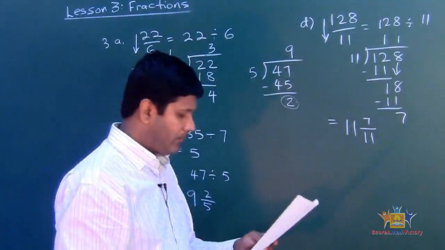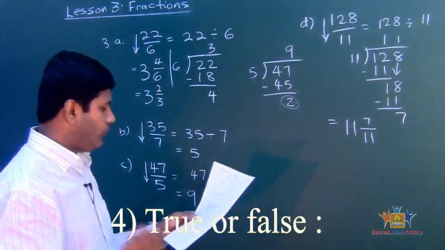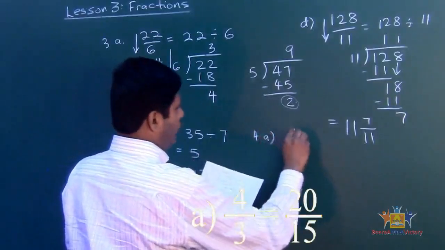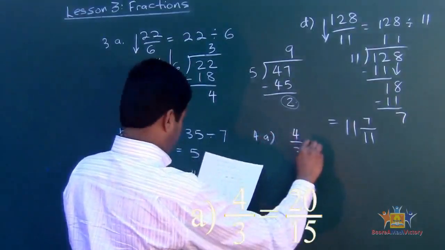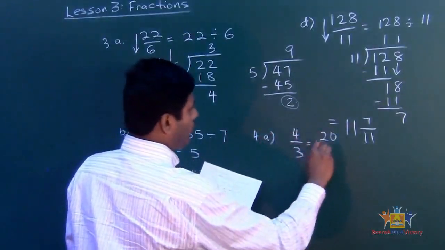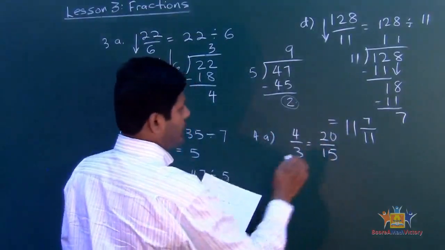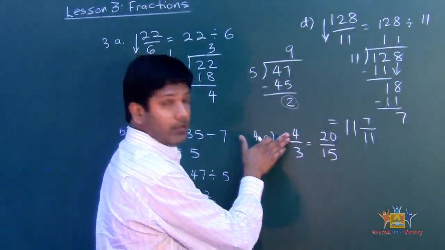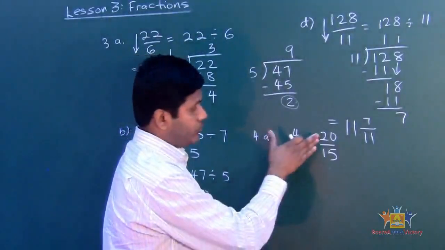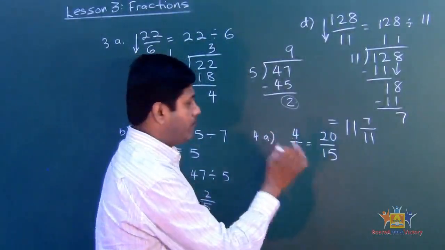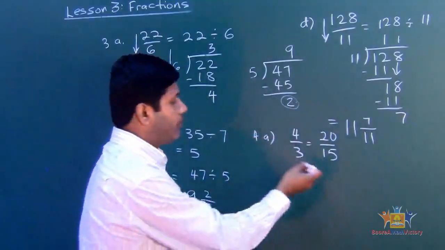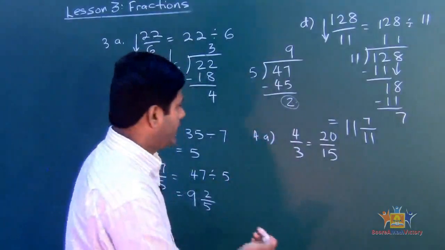Now let's look at problem number 4. True or false? Okay, 4a. 4 over 3 equals 20 over 15. See that? Now both are improper because the numerator is greater than the denominator. But we're dealing with equivalent improper fractions.